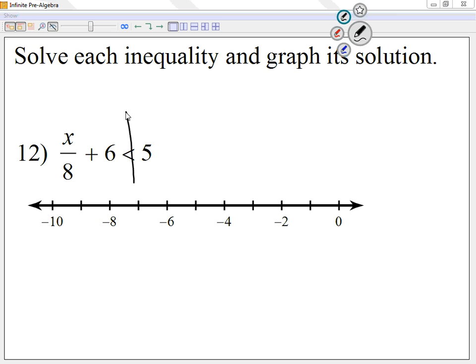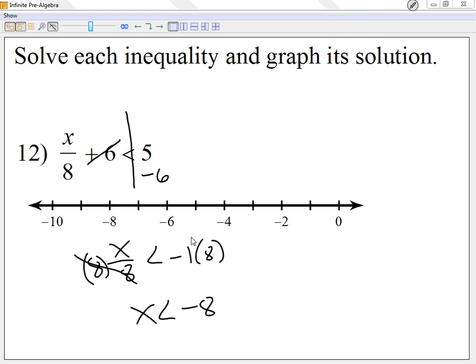once again, I separate them through the inequality sign. I see where the letter is. I notice the 6 has nothing to do with the letter. So let me move the plus 6 to the right side as a minus 6. So I have x over 8 is less than negative 1. To undo a fraction, let me multiply both sides by 8. So I'm going to get x is less than negative 8. So now negative 8 is my key number. It's an open circle. And in this case, I go towards the left.